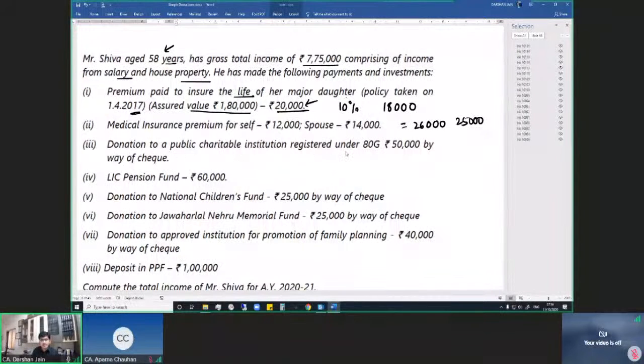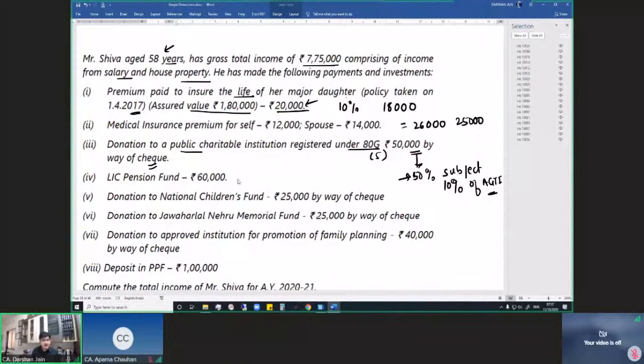Donation to public charitable institution registered under section 80G. Now this is a public charitable institution which is approved under 80G(5), right? He makes a payment of 50,000 rupees by way of a cheque. This is eligible for 50% deduction, subject to 10% of the adjusted gross total income. We are coming to it. Therefore, now we are dealing with the adjusted gross total income, and what you could claim maximum is 50% of the amount which is paid by you.